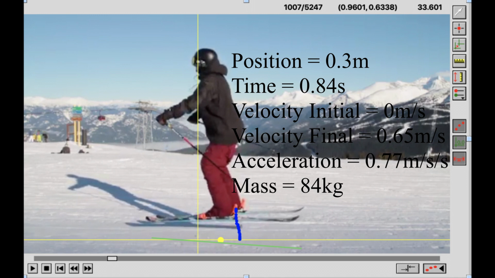The quantities of the vertical launch are a position of 0.3 meters, a time of 0.84 seconds, an initial velocity of 0 meters per second, a final velocity of 0.65 meters per second, and an acceleration of 0.77 meters per second squared, with a mass of 84 kilograms.